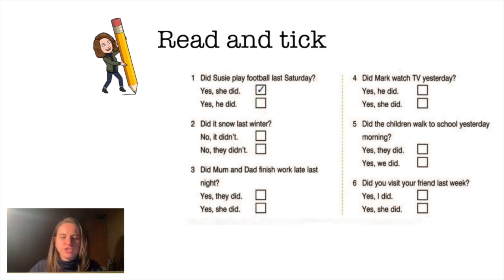Number 5, did the children walk to school yesterday morning? Yes, they did. Children, это дети в множественном числе. Дети, они, they. And number 6, did you visit your friend last week? Yes, I did. Когда я даю вопрос, did you? Ты отвечаешь на меня, yes, I. Из-за этого мы здесь выбираем I. Yes, I did. Let's continue.